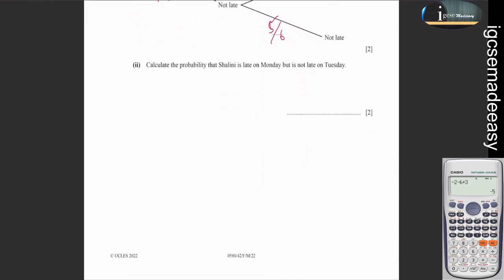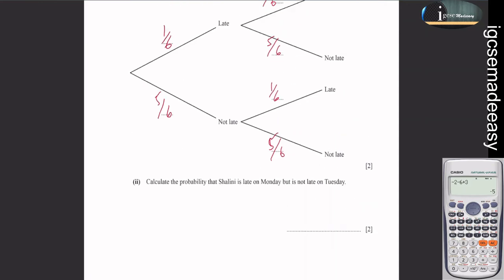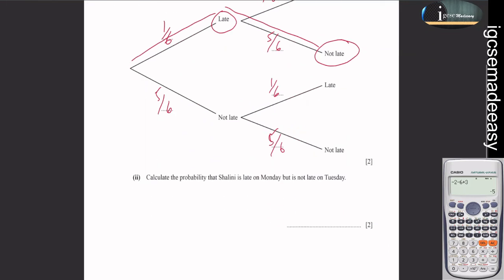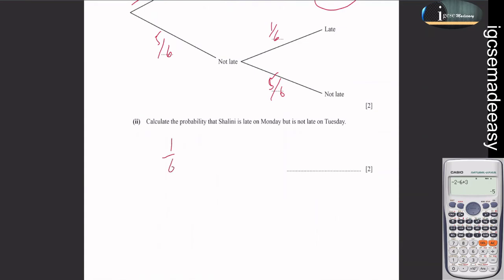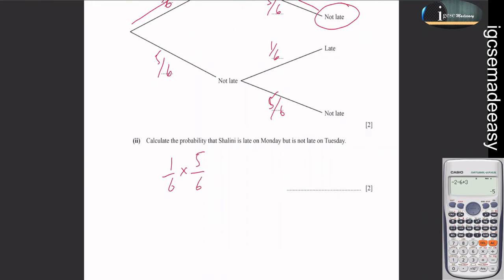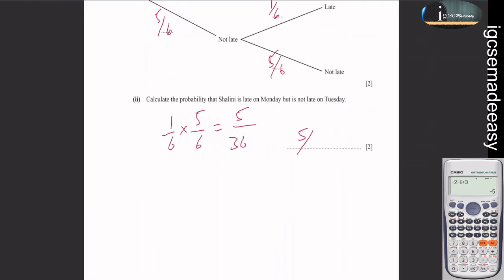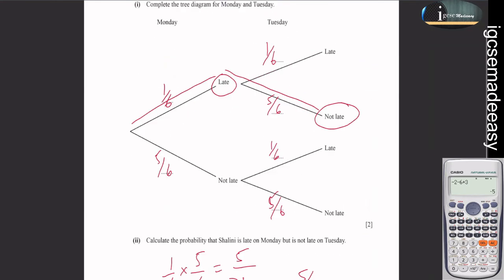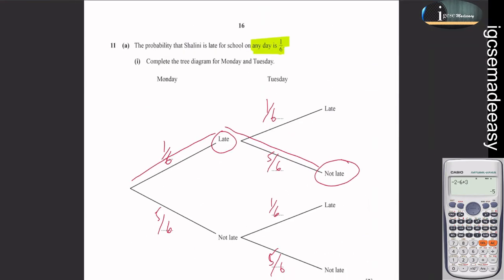So now let's do part 2. Calculate the probability that Shalini is late on Monday but not late on Tuesday. She is late on Monday and not late on Tuesday. So like that we have to go. If she is late on Monday, it is 1 by 6 probability. If she is not late on Tuesday, it is 5 by 6. So 1 by 6 into 5 by 6 gives you 5 by 36. So the probability that she is late on Monday, not late on Tuesday is 5 by 36. So this is your final answer.